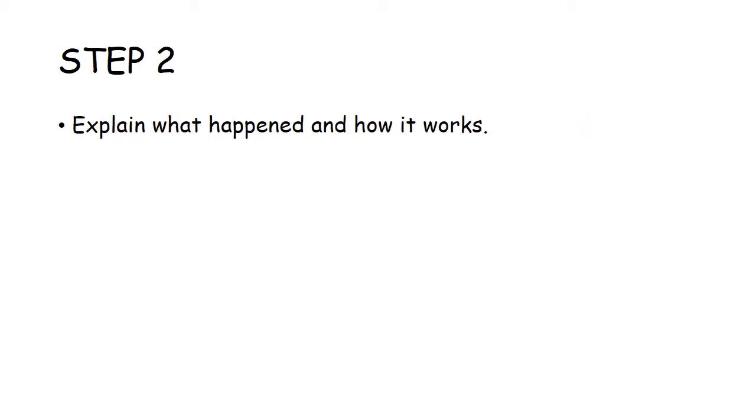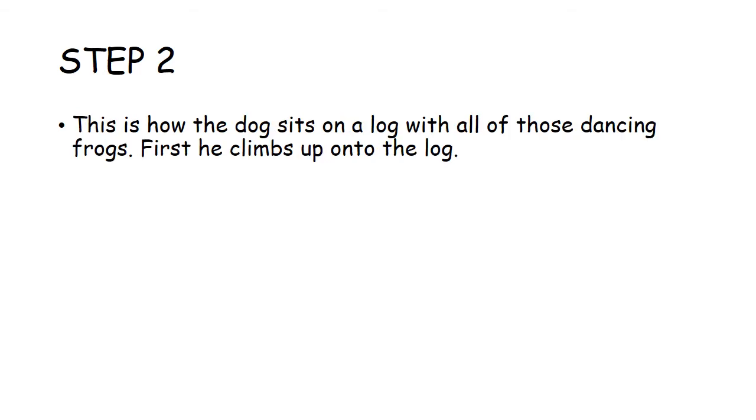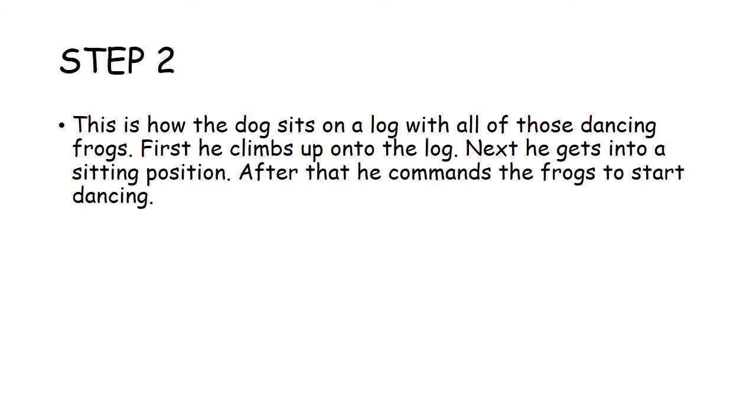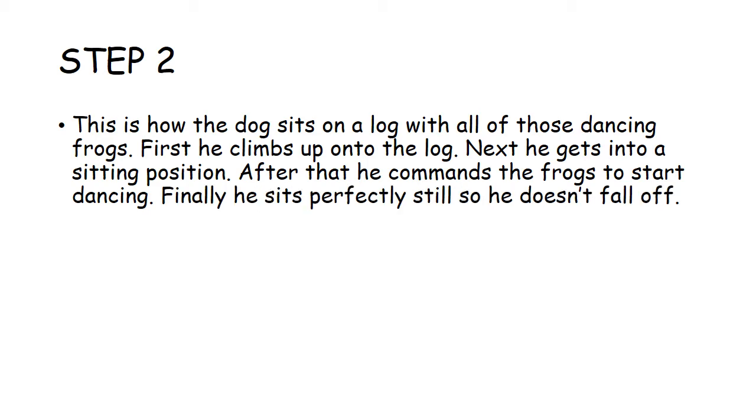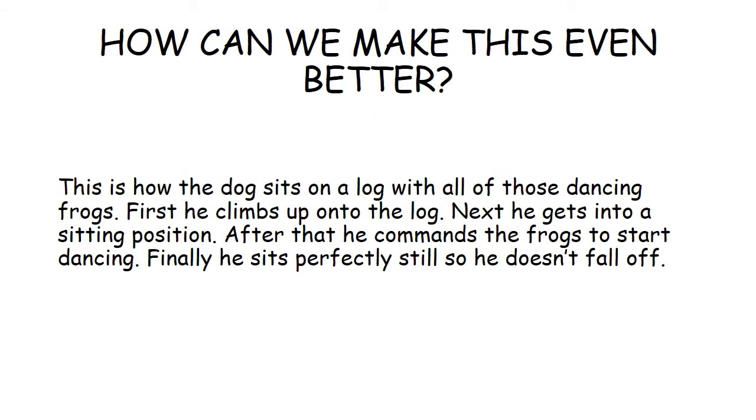Now your step two is to explain what happened and how it works. So you've told us what you're going to talk about. You've told us that you're going to talk about the dog on a log with all of the dancing frogs. But now you need to tell me how that happened and how it works. So this is how the dog sits on a log with all of those dancing frogs. First, he climbs up onto the log. Next, he gets into the sitting position. After that, he commands the frogs to start dancing. Finally, he sits perfectly still so he doesn't fall off.